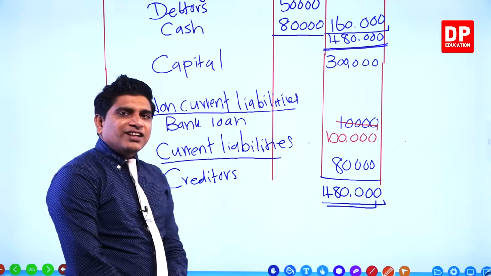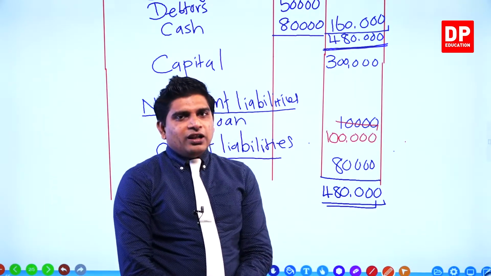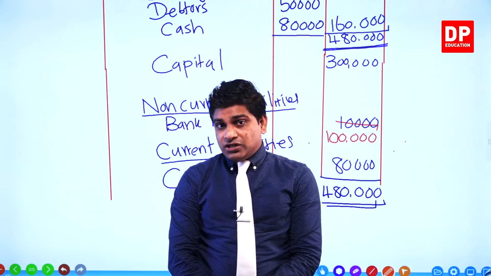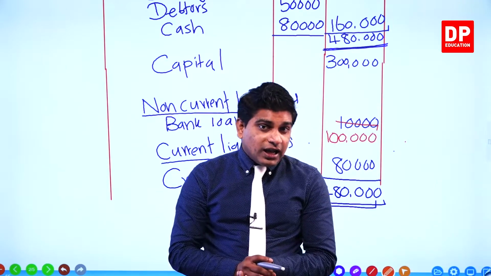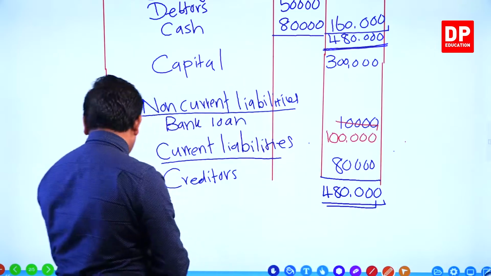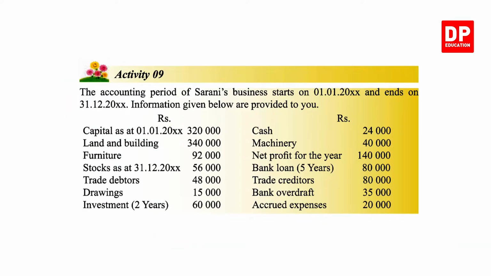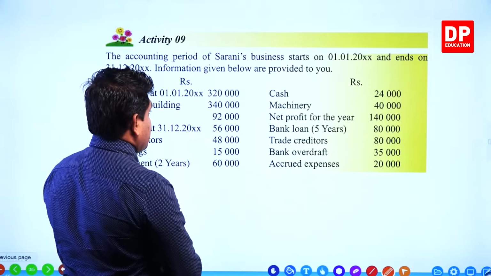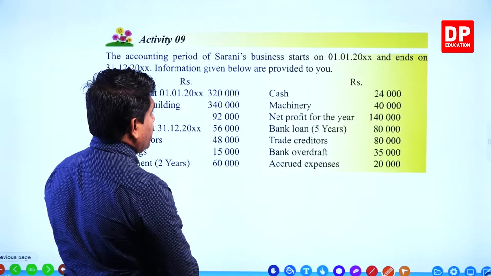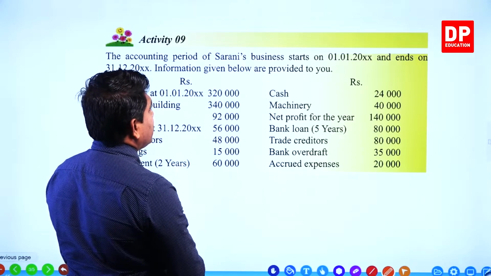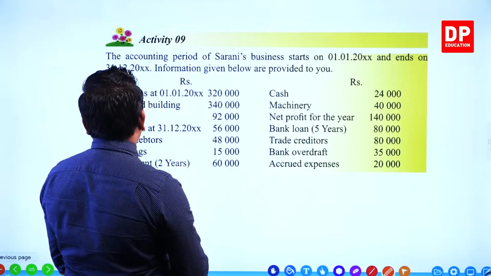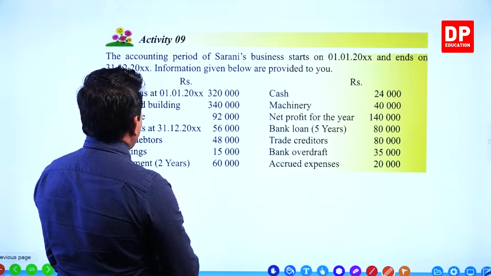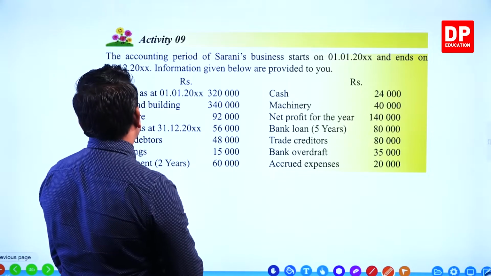Okay, right? I think you understood well now why we have done these two questions. Now we can go to the other activity. Activity 9 in your textbook. Everyone turn to activity 9. The accounting period of Sarani's business starts on 1st of January 20 any year and ends on 31st December in the same year. The information below is provided to you.